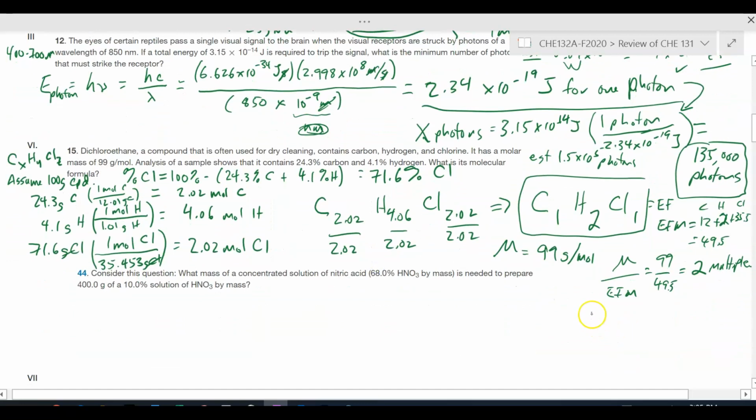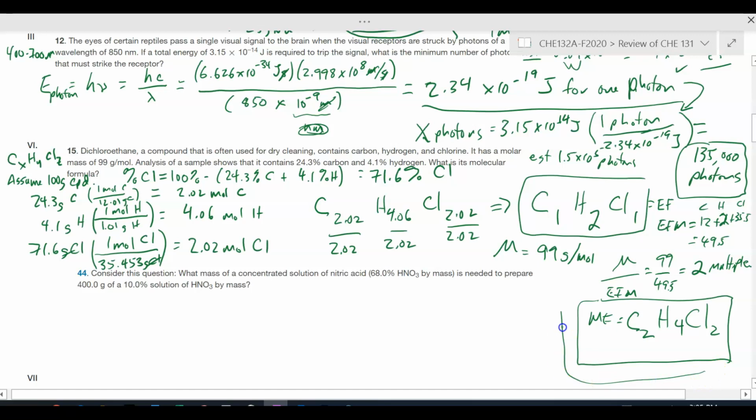So our molecular formula is going to be C2 (1 times 2), H4 (2 times 2), Cl2 (1 times 2). So it's 2 of those empirical formulas to make the molecular formula for that. So that's an example of what we call formula stoichiometry.